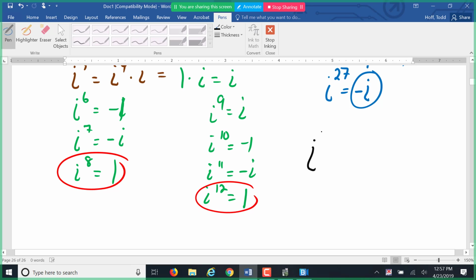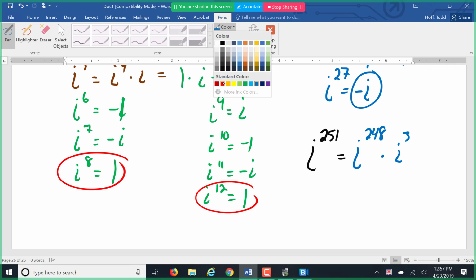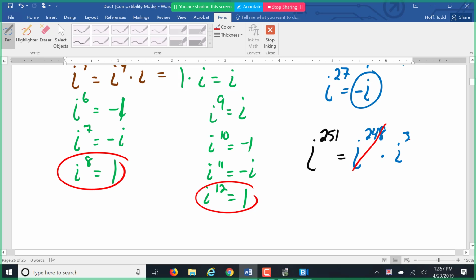Or we might have i to the 251st. Well, again, we've got to break that down into a number that is divisible by 4. The next number smaller than 251 that's divisible by 4 is 248. How much would be left over? i to what power? 3. So again, this is just 1. i to the 3rd is, again, negative i. So i to the 251 is negative i.